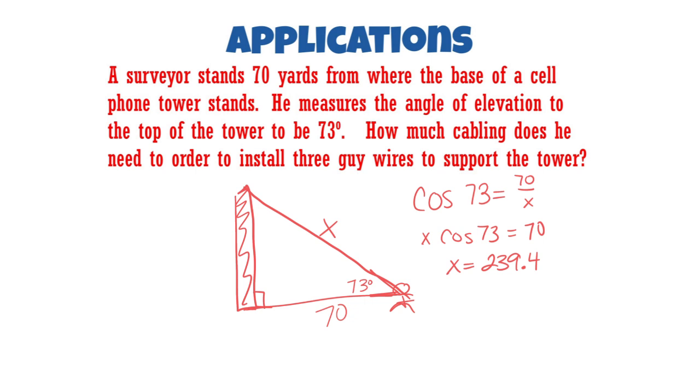In fact, I'm not even done, because we need to install 3 of these wires. So what do I need to do with this 239? Yeah, I'm going to take it times 3. So once I take it times 3, it looks like I need 718.3. And what were we in? Yards of cabling to order. And of course, I'll probably order a little bit more, but in general, that's going to give him a good idea of how much he needs to order.